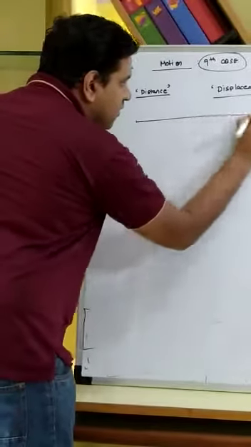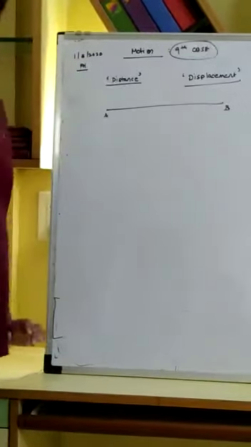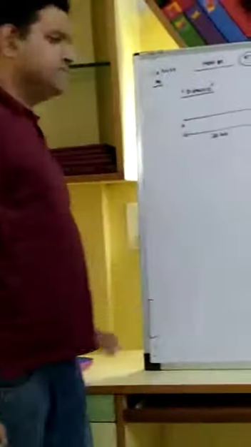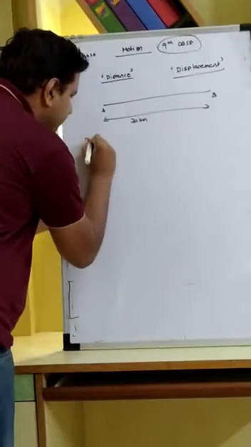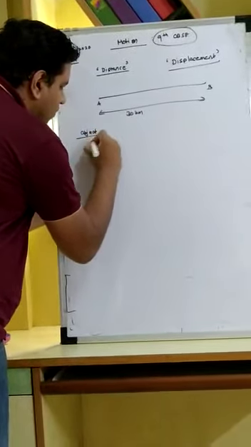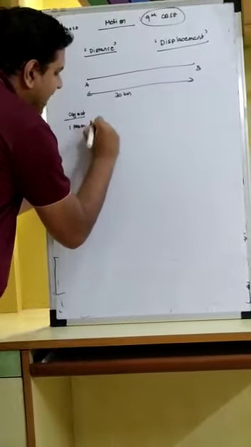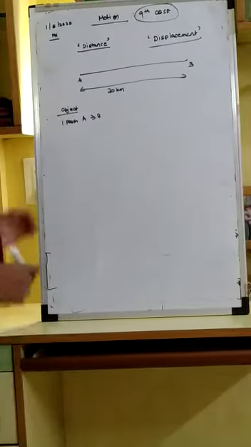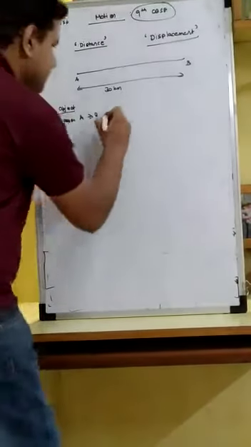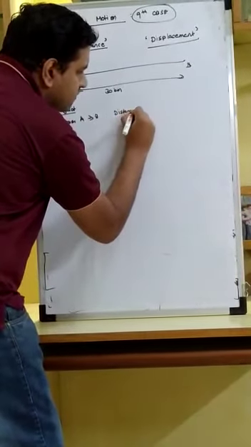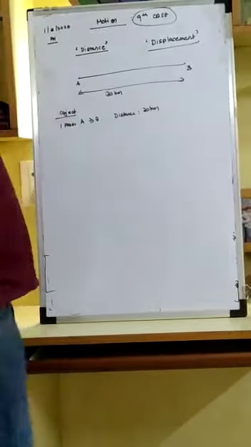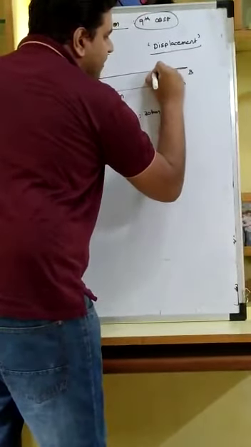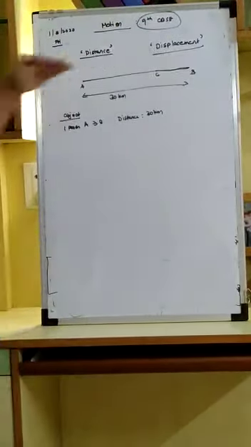Let's say there is a point A to a point B with a distance of 30 kilometers. So my object is one person who has traveled entirely from A to B. In this case, what is the distance? The distance is 30 kilometers.